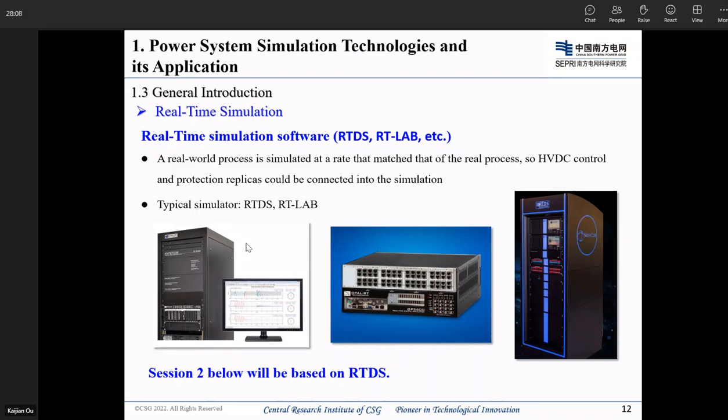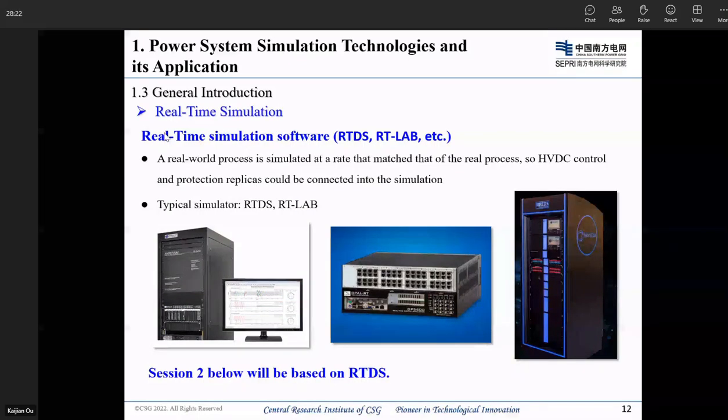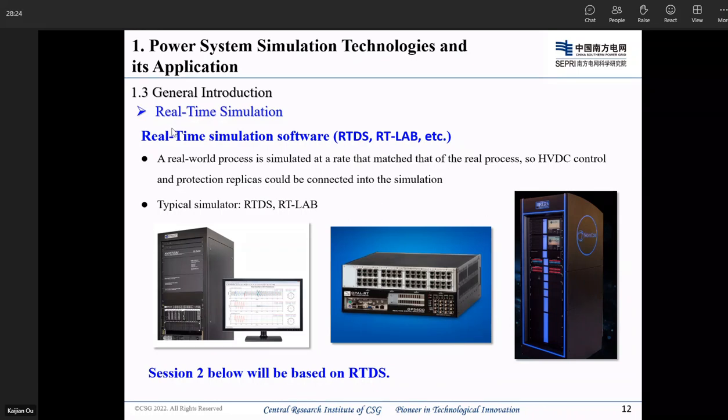The first is... and the second, the other is the general introduction of RTDS, the real-time simulator. For real-time simulators, we mostly use RTDS or RTLab in CSG.